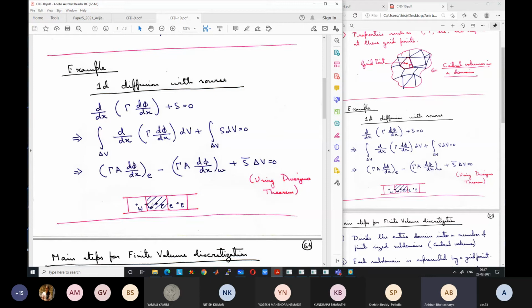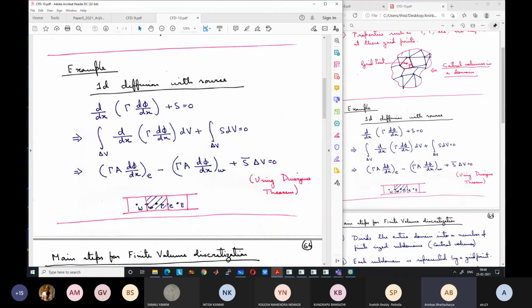So we have to assume how the variation of the property, like how the variation of temperature, is occurring from P to E or from W to P. We have to assume it because there is no other information regarding this. So we can assume that from P to E, the temperature is varying linearly, or from W to P, the temperature is varying linearly. If the temperature at P is 300 and the temperature at E is 400, we will assume that they are varying linearly from P to E, so from 300 to 400. So at the midpoint, the temperature should be 350.